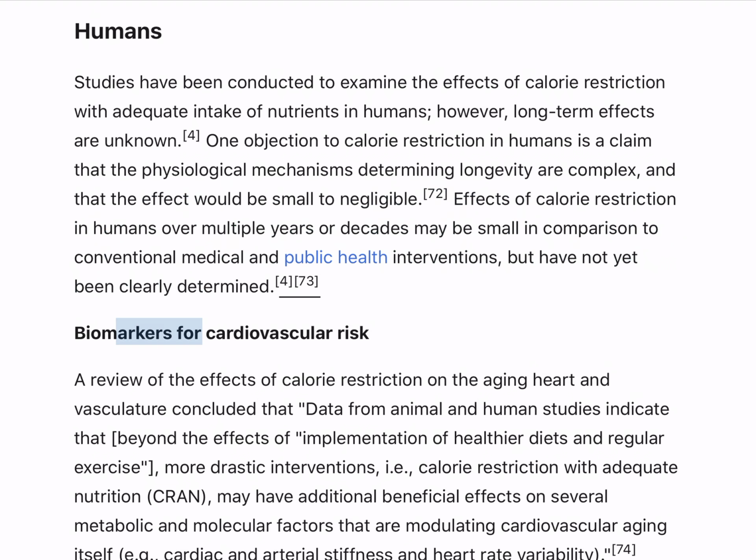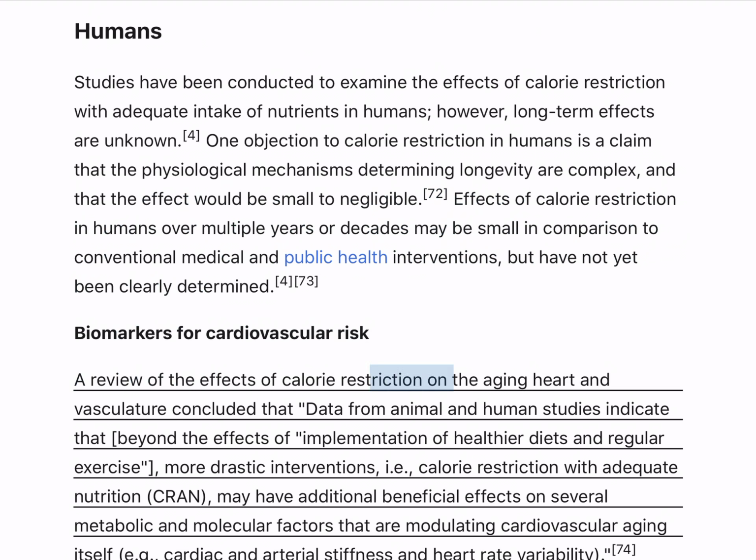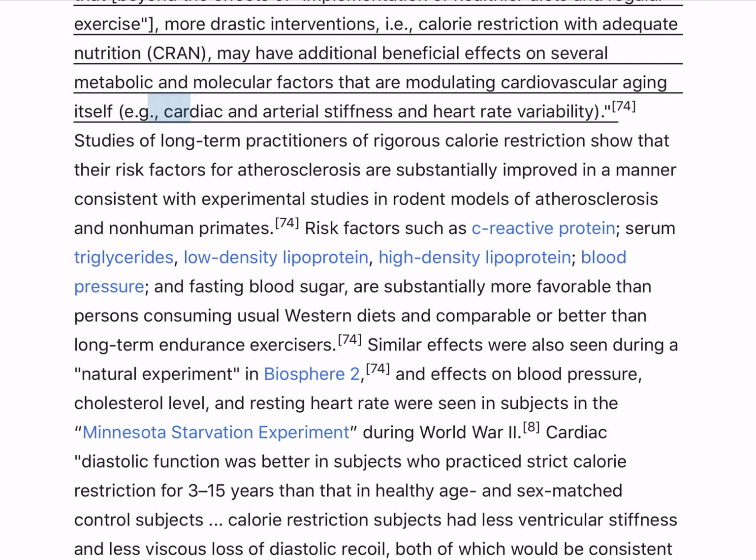Biomarkers for cardiovascular risk. A review of the effects of calorie restriction on the aging heart and vasculature concluded that data from animal and human studies indicate that, beyond the effects of implementation of healthier diets and regular exercise, more drastic interventions, that is, calorie restriction with adequate nutrition, CRON, may have additional beneficial effects on several metabolic and molecular factors that are modulating cardiovascular aging itself. For example, cardiac and arterial stiffness and heart rate variability.